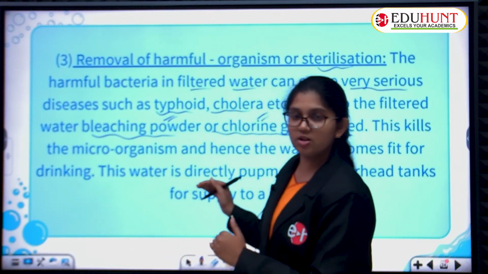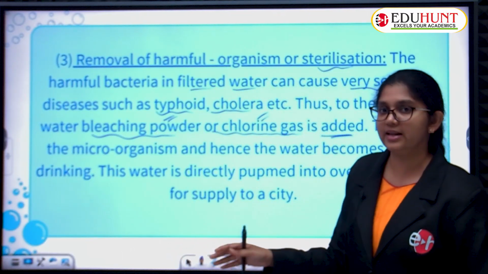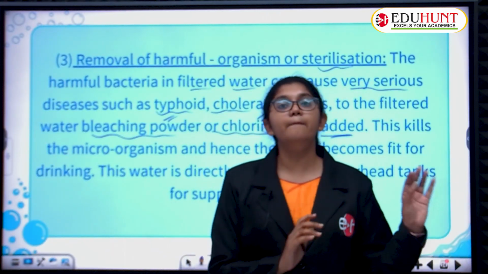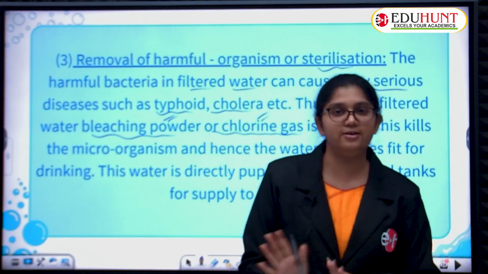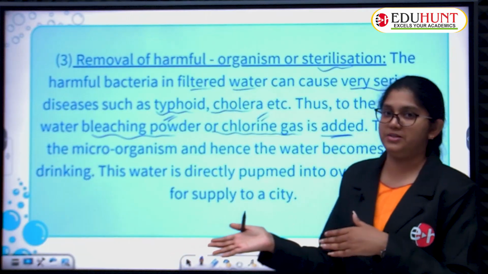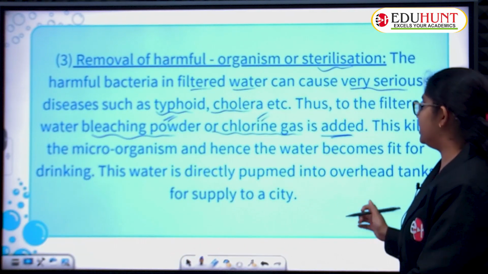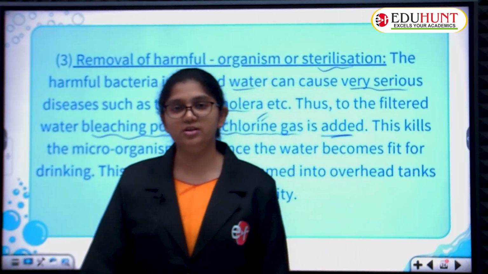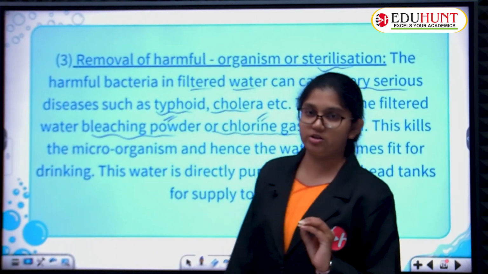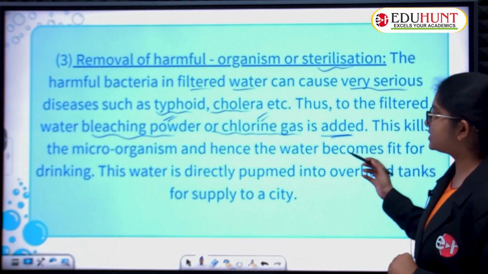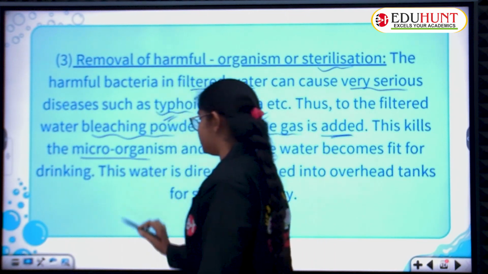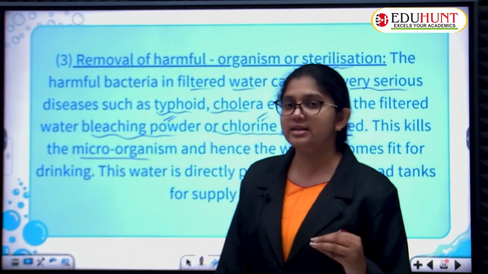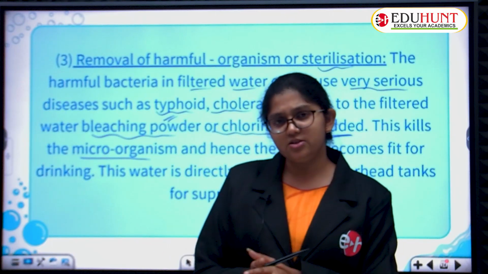It is also killing all the germs, no? It will kill all the germs and all the suspended impurities. It is completely purified, so it is safe for drinking and safe for using in household activities, okay, children. So this is all about that. So we are going to add bleaching powder or chlorine gas to the filtered water, okay. Now what's next? This kills the microorganisms, small bacteria, even the bacteria which we cannot see with our eyes. Yes, we know we can see some bacteria.